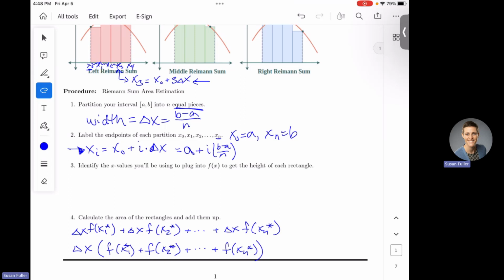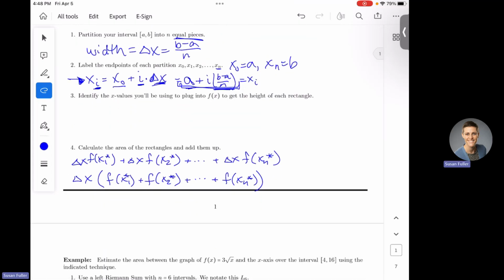So again, x sub 0 plus i, which is whichever x value we want to calculate, times delta x. And again, x sub 0 is a, and this delta x is b minus a over n. So I just plugged everything in to get here, and I'm going to use this in just a minute. So that's a nice closed formula for each of our x sub i's.